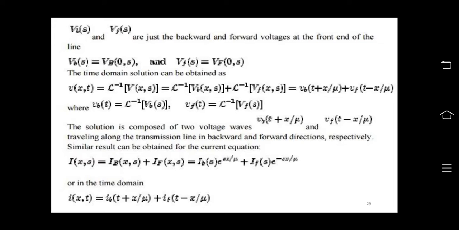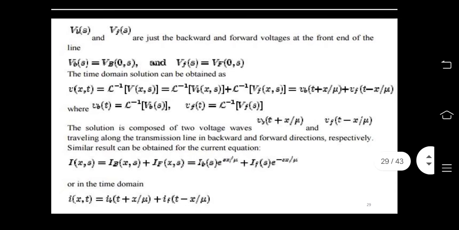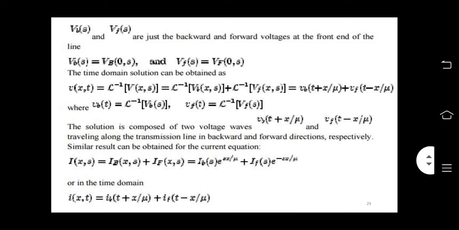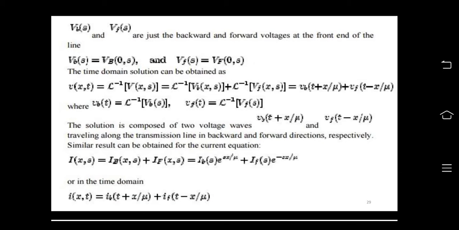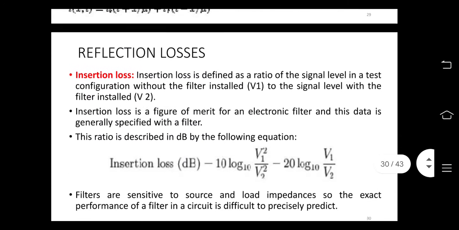So the solution for these two waves combined, traveling along the transmission line in backward and forward directions, will be the following. That is, I of x comma s is again equal to Ib of x comma s plus If of x comma s. So in the time domain, I of x comma t will be equal to Ib of t plus x by mu plus If of t minus x by mu.